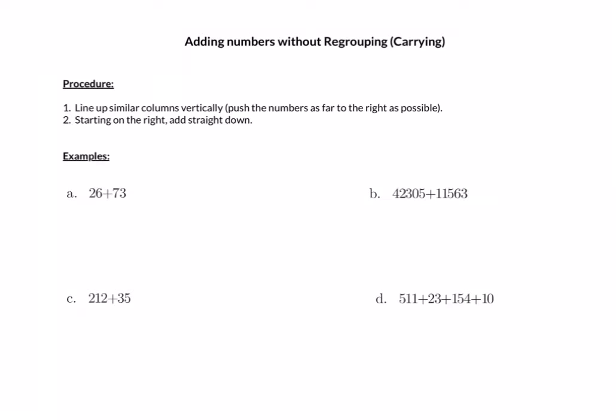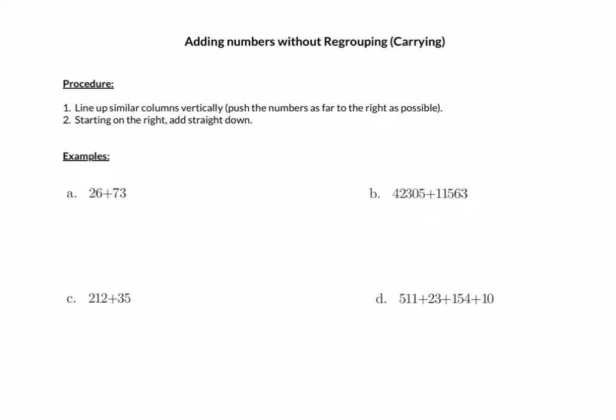So when it comes to addition, there's two different categories that we're going to look at. We have adding numbers without regrouping or carrying. This will be our first category. So our procedure in order to do this, the first thing we want to do is line up similar columns vertically. With our whole numbers, what we're going to do is push the numbers as far to the right as possible. You want to make sure that your ones columns are lined up, your tens columns are lined up, your hundreds columns are lined up, etc., etc.